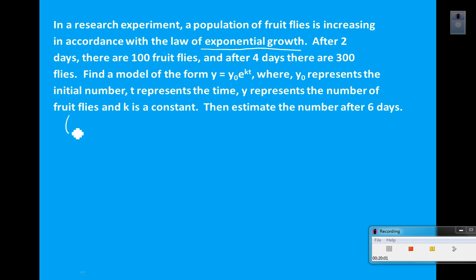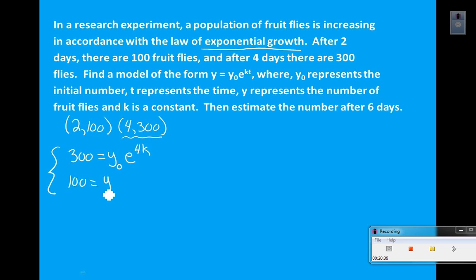So it's going to look like this. After 2 days, there were 100 flies. And after 4 days, there's 300 of those pesky things. There's my ordered pair. Now we're going to do the exact same steps that we did. I'm going to pick on this term first and set up a system. So I'm going to have 300 equal y sub 0, e to the k times 4, so 4k. My other one, 100 equal y sub 0, e to the 2k.